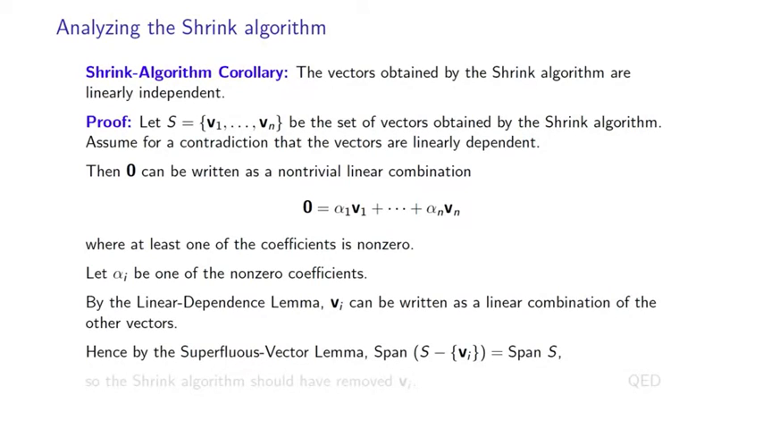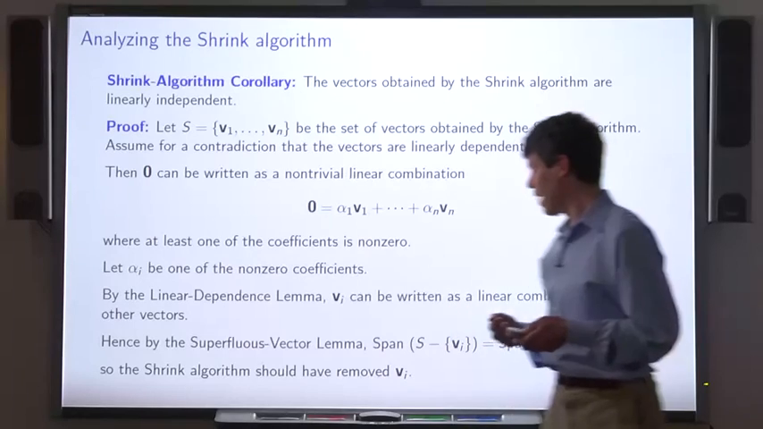By the superfluous vector lemma, we don't need vi. The span of the set without vi is the same as the span with vi. But that means that the shrink algorithm would have removed vi because it wasn't necessary. That completes the proof.